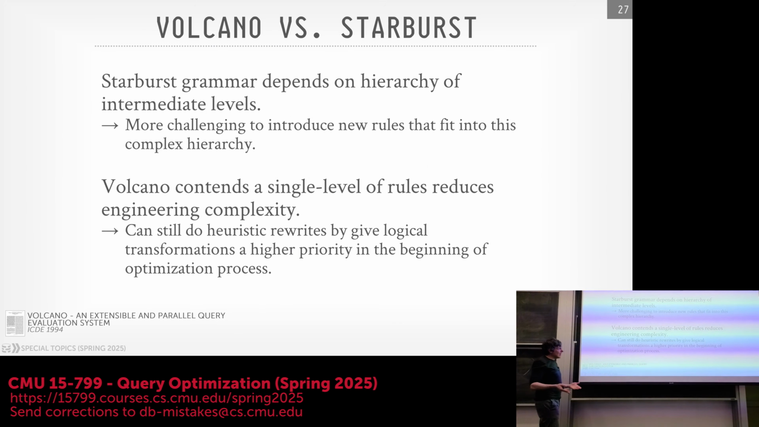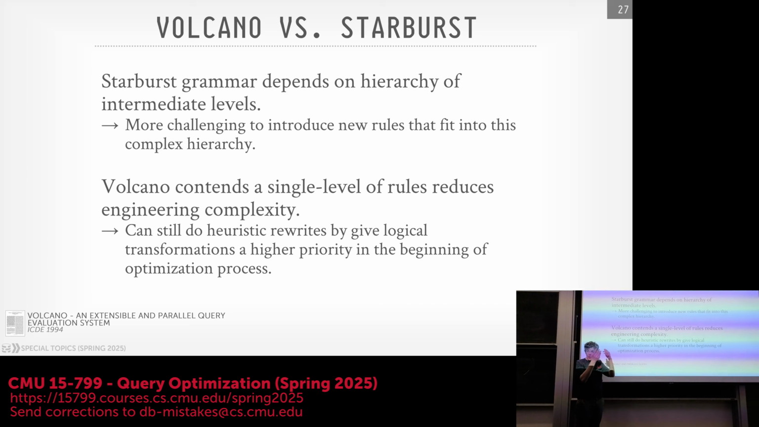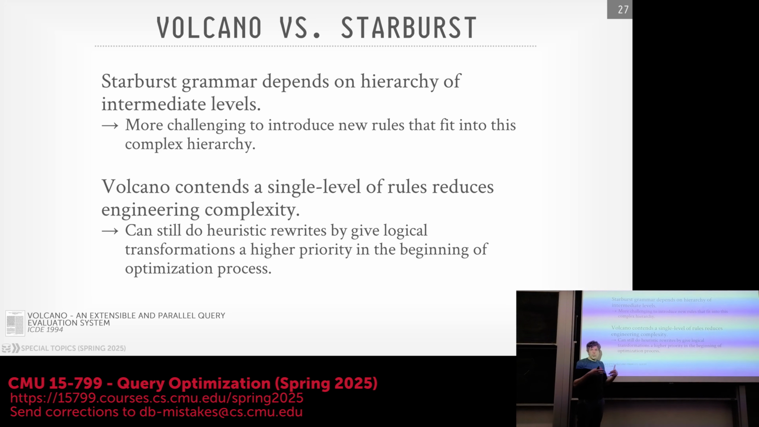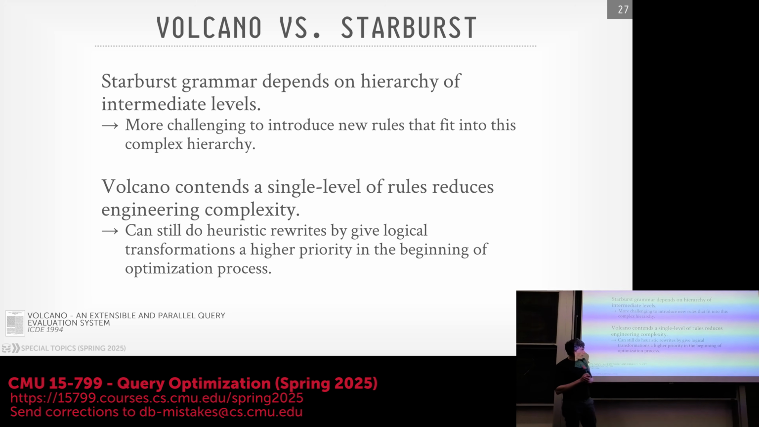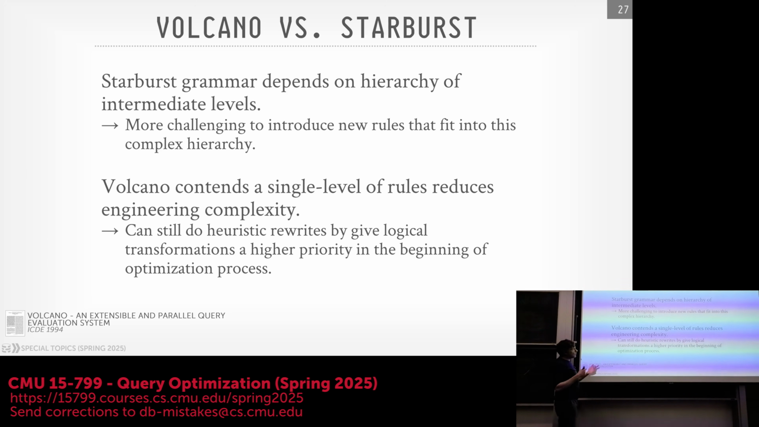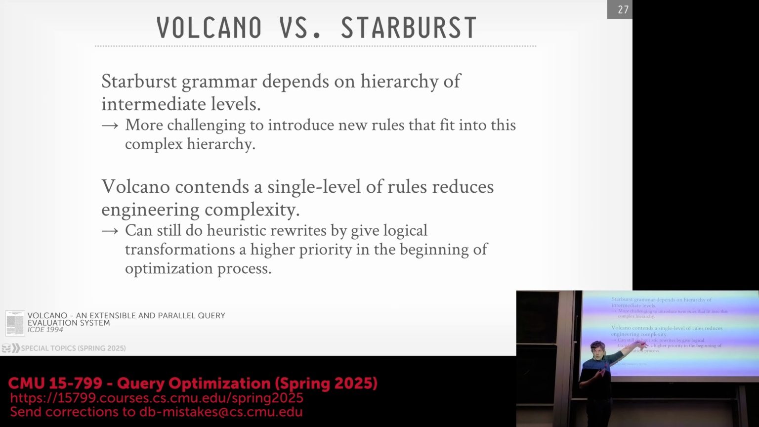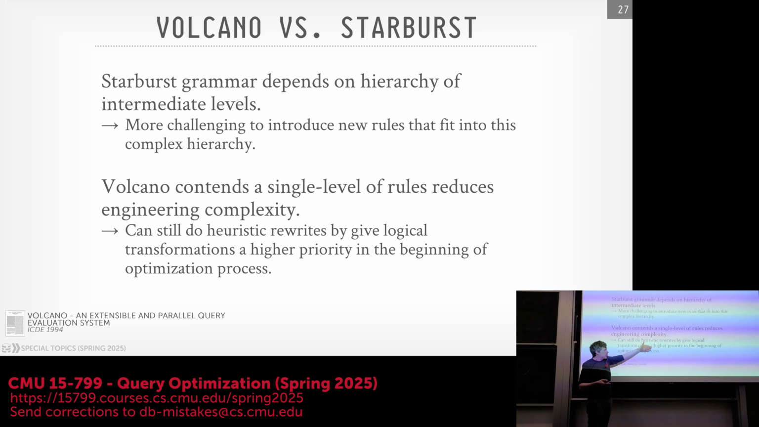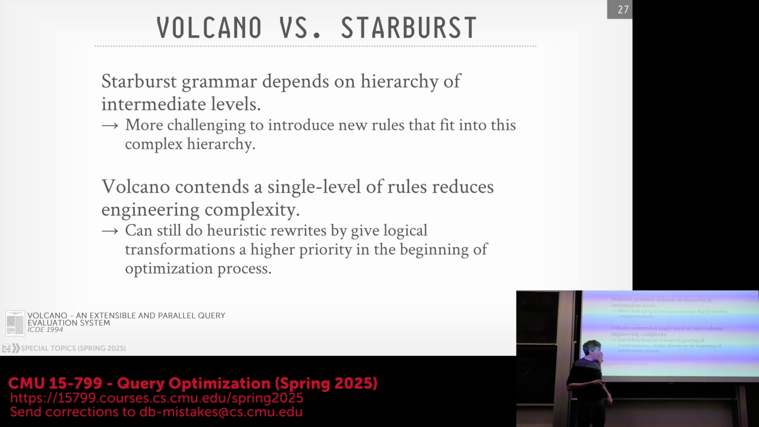And so they claim that if you just have a single level of rules, the transformation rules and the implementation rules, then it's way easier for someone to come along and reason about how to add the things they need to extend the query optimizer. And we'll see this in the case of Microsoft: you can still do what Starburst does for the rewrites without a cost model, by giving those rules a higher priority and running them at the beginning, and then changing the phase of the optimizer to consider other rules. And that's what Microsoft does.